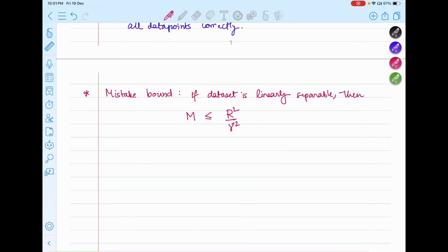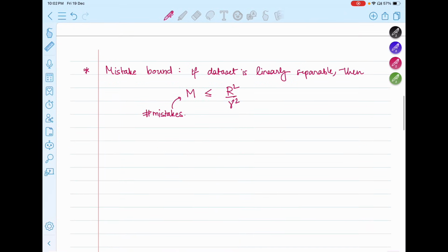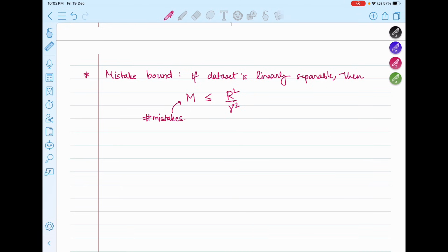Let's understand this properly. This is the number of mistakes it can make. What is the number of mistakes? Now let me go back to the algorithm. Whenever it does this, it is a mistake. So in the whole algorithm, suppose you run it for a long time and then it stops. Capital M represents how many times this condition has been satisfied, which means how many times yi is not equal to sign of W transpose x. And we see that it is upper bounded by r square by gamma square.